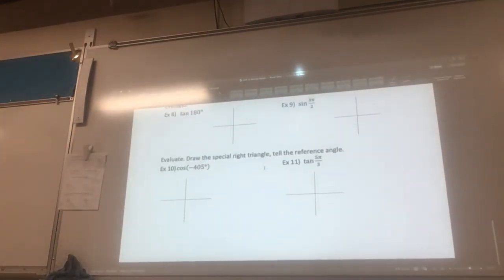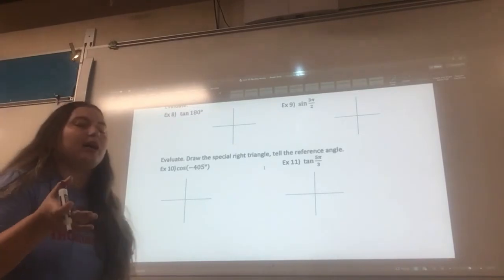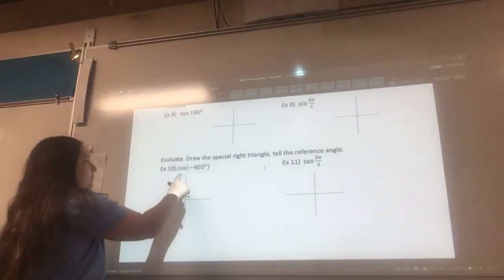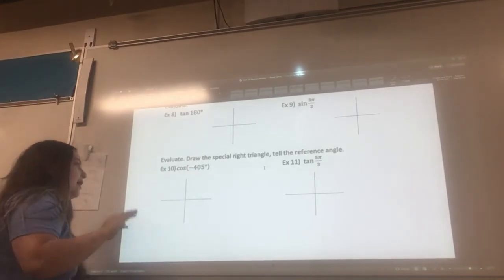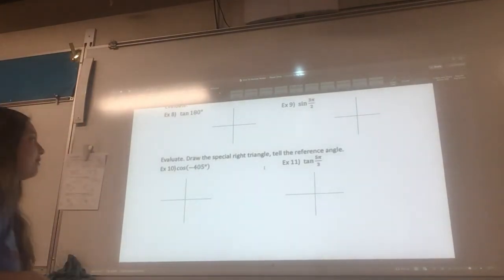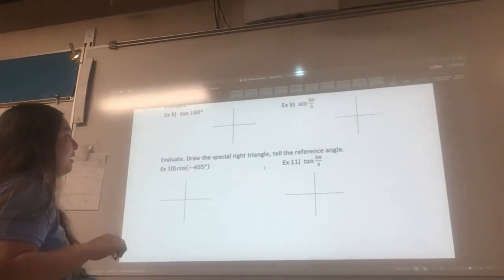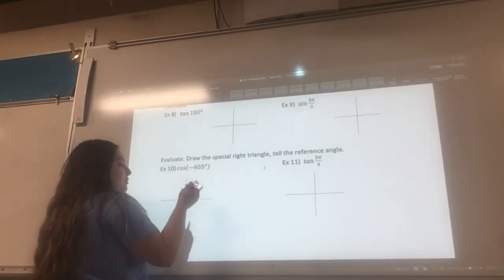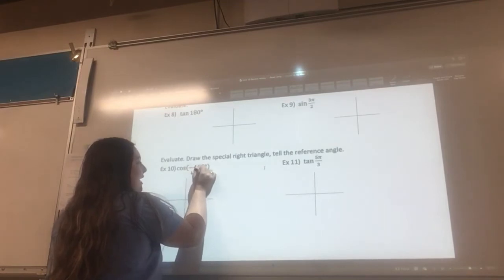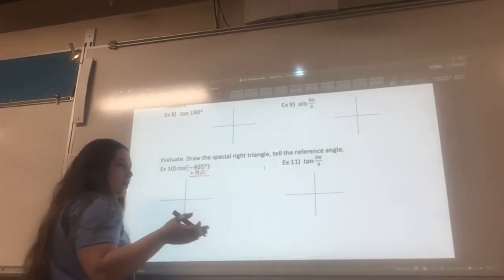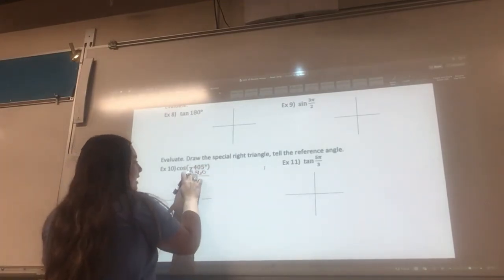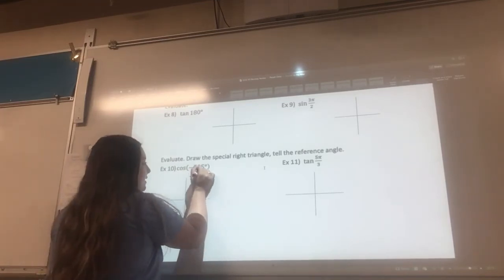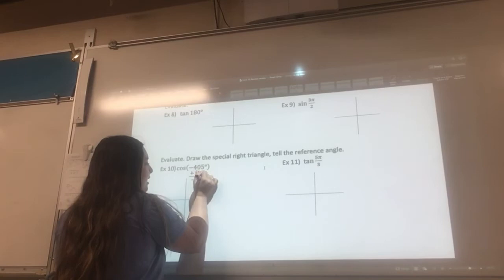And we are evaluating by drawing the special right triangles and telling the reference angles. So first off, cosine of negative 405. Not going to even look at cosine right now, but I need to look at negative 405. Since this is larger than 360, we should add or subtract 360, depending on what it is, and see how close it is. So when we subtract, we're going to see that this is negative 45 degrees.